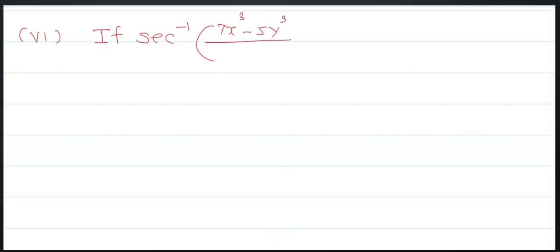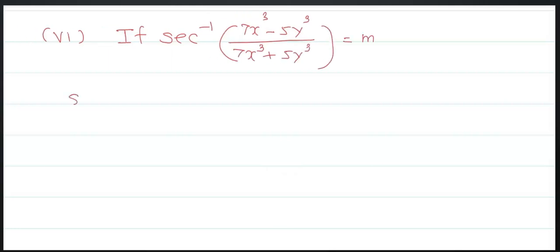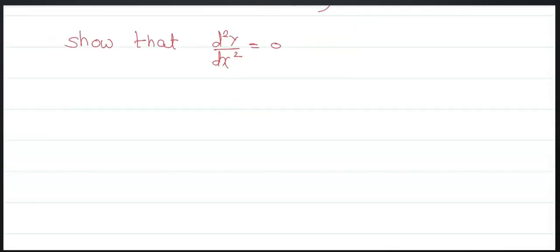Number 6. If sec inverse of (7x³ minus 5y³) upon (7x³ plus 5y³) is equal to m, then show that d²y/dx² is equal to k. These types of examples we have solved in the previous exercise.